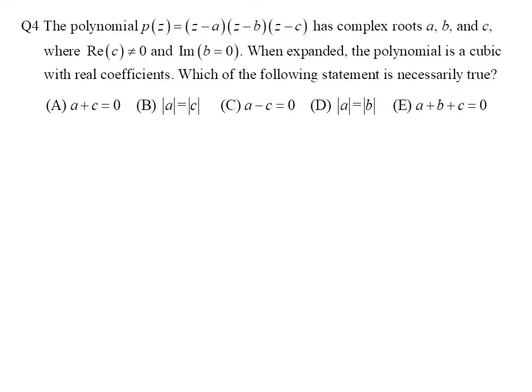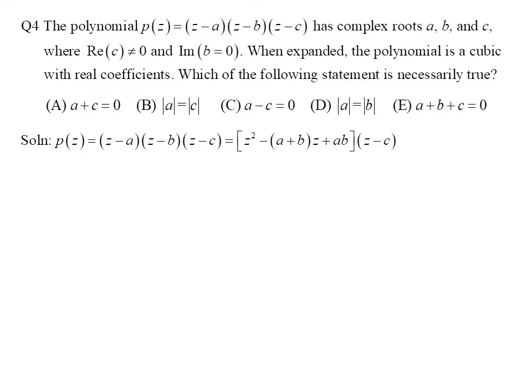Question 4 shows a polynomial function p of z with its factorized form z minus a in parentheses times z minus b in parentheses times z minus c in parentheses. And accordingly, it has complex roots a, b, and c, where the real component of c is not equal to 0, while the imaginary component of b equals 0. When expanded, the polynomial is a cubic function with real coefficients. The question here is to find which of the given statements is necessarily true.